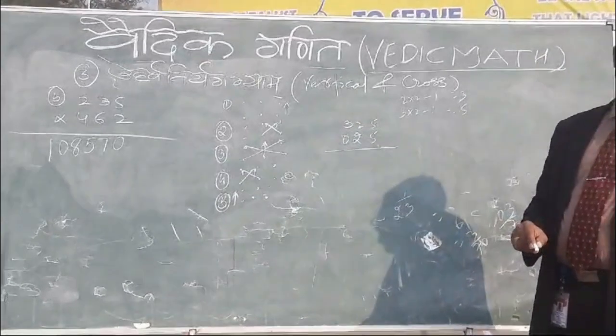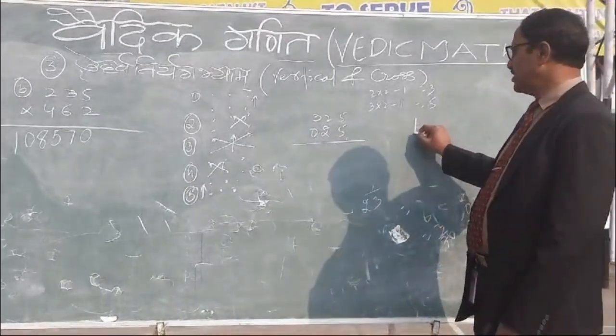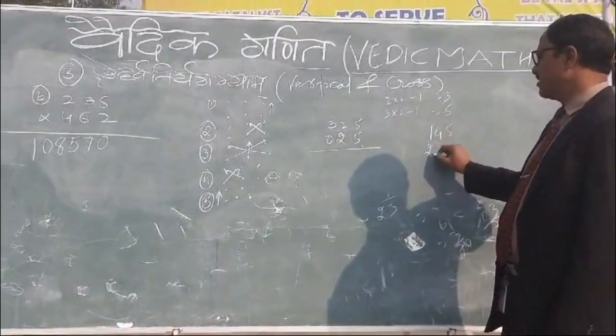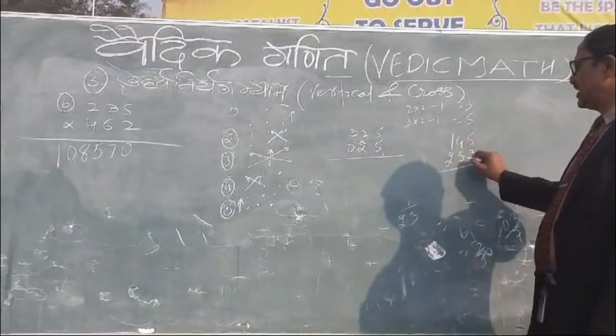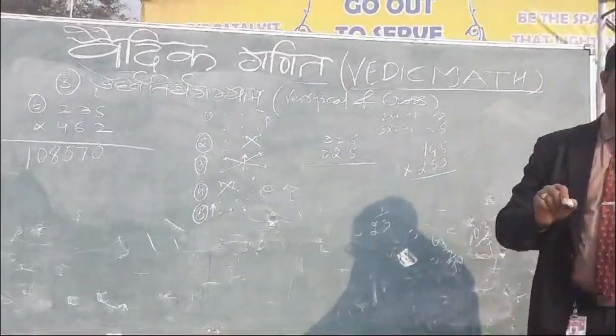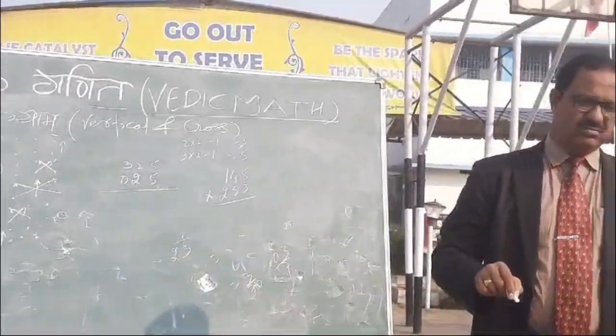You can find it. Children, you can do one question. Check yourself. Check it by your own. Do it fast.